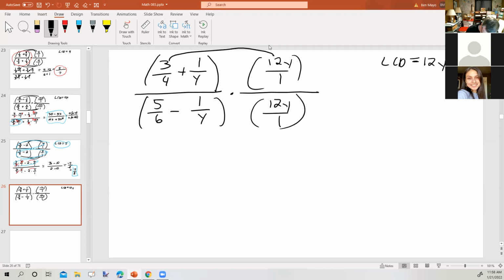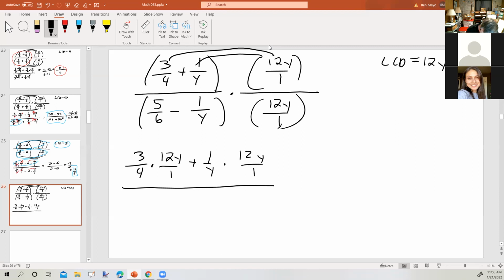Distributing, I'm going to get 3/4 times 12y over 1 plus 1 over y times 12y over 1. In the denominator, 5/6 times 12y over 1 minus 1 over y times 12y over 1.